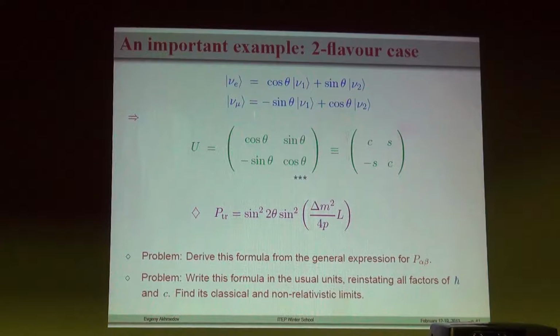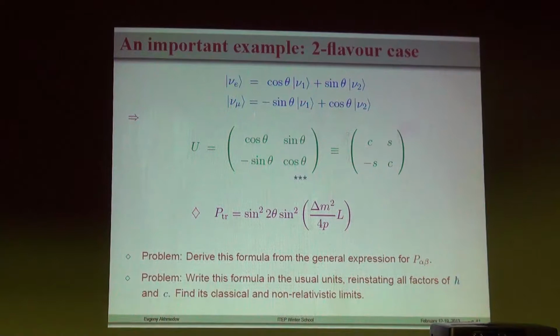The oscillations are maximal, the amplitude of the oscillation is maximal, when the mixing angle is 45 degrees, just between 0 and 90 degrees. So in this case, we have a maximal mismatch between the basis of flavor eigenstates and the mass eigenstates. Now, the frequency depends on the mass square difference.